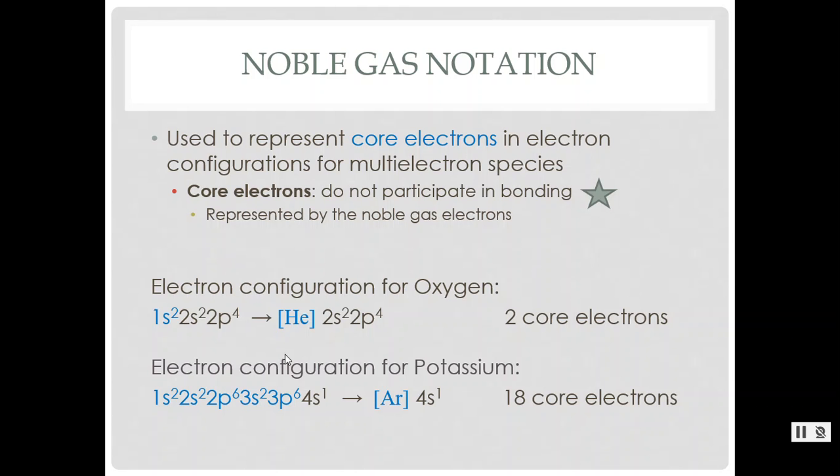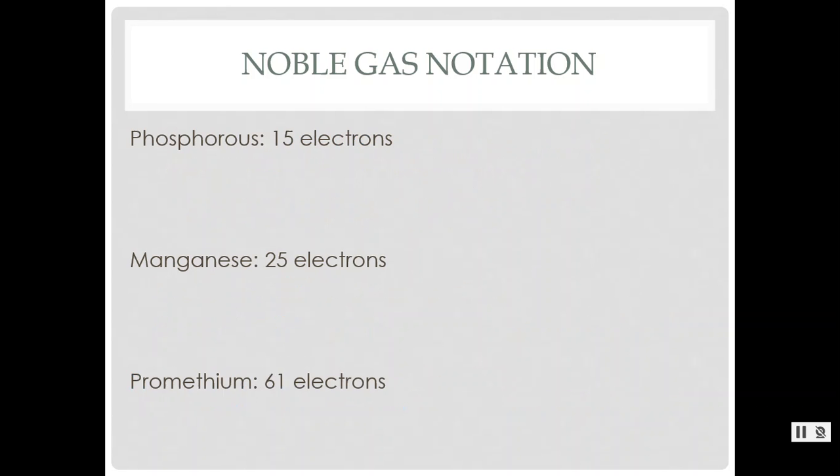So noble gas notation, you put the closest previous noble gas in brackets. That represents the core electrons for that element. And then you write the rest of the electron configuration as you would normally. So let's go ahead and do some examples on the next slide.